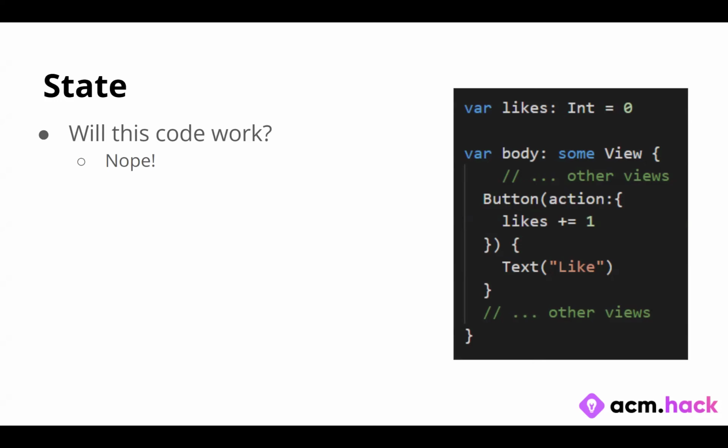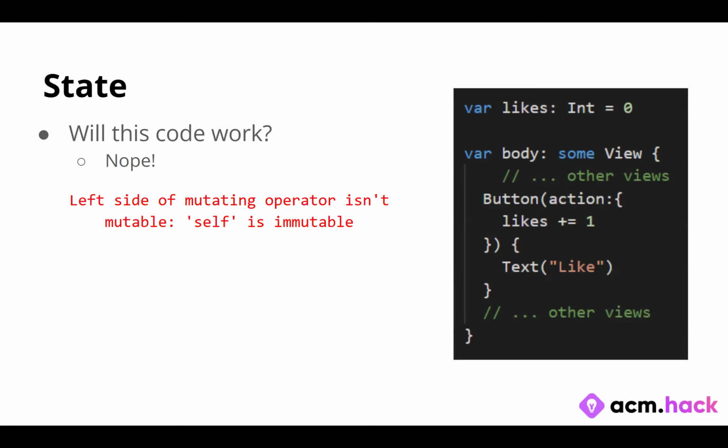No, it will not work. It'll actually give you this funky error that's, like most error messages, hard to understand. It'll say left side of mutating operator isn't mutable, self is immutable. It throws this error because we have a view and in Swift, okay, sorry, let me back up a bit. So we have our view, and in this view, the likes variable is a property of this view. And this view is a struct, a type struct, and in SwiftUI, structs are immutable objects.